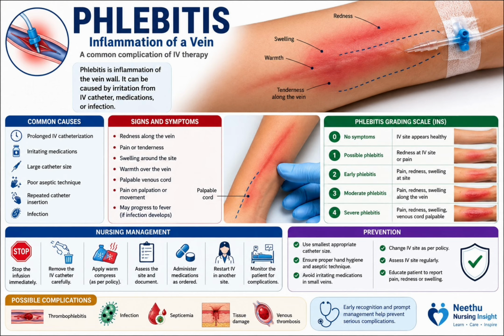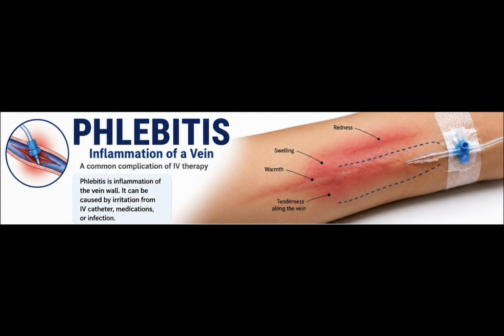Phlebitis. What is phlebitis? Phlebitis is the inflammation of a vein, usually occurring at or near the site of an intravenous IV cannula. It may result from mechanical irritation, chemical irritation caused by IV medications or fluids, or microbial contamination. Phlebitis causes pain and discomfort and may interrupt IV therapy. If left untreated, it can increase the risk of infection and thrombophlebitis.